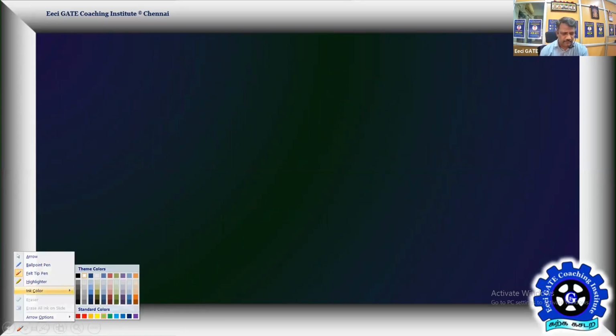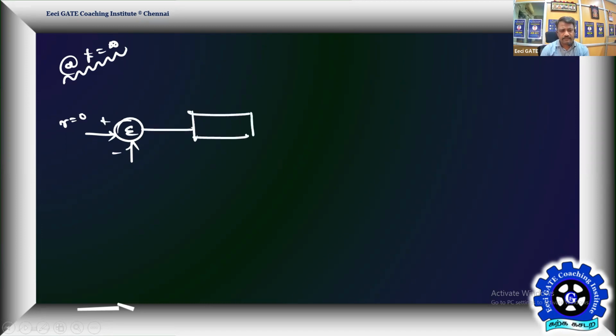So that's the given block diagram. Let me draw the given block diagram with the given conditions. R is equal to 0. I'm playing straight away at time t equal to infinity, at steady state. This is plus, this is the negative feedback, and here we have the gain of 10. Then the unit step disturbance applied at time t equal to 0 seconds. This is 1 even at time t equal to infinity, and this is plus.